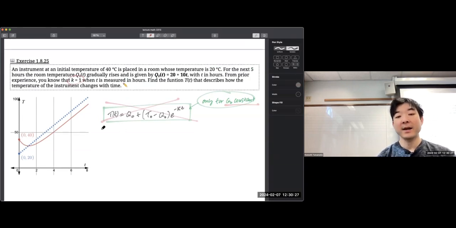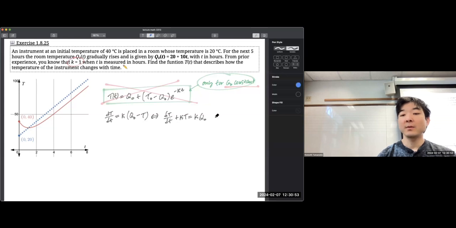So you have to go back and remember that your differential equation for the temperature is going to be equal to K times the ambient temperature minus the object temperature, which if written in standard form will be plus KT is equal to KQ naught. You'll have to go back to this, and in our problem right now, our Q naught is not constant. It's actually going to equal 20 plus 10t. And we also know that the K is given to us, it's equal to 1.